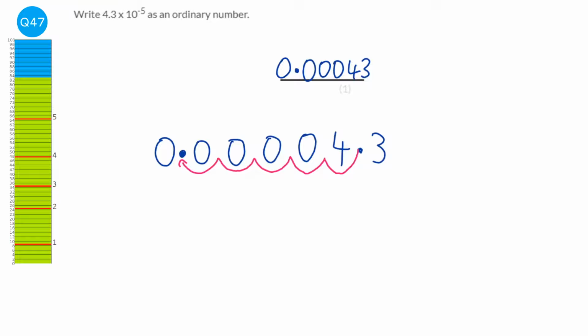Now it's important to realise that we shouldn't really think about it as jumping the decimal point. We're actually shifting the number. But it's all relative, and it's a lot quicker just to move that decimal point.